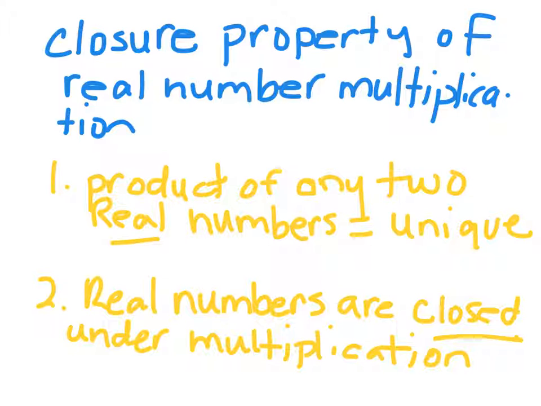So the first thing I want to talk about is the closure property of real numbers in multiplication. The first part of that is that a product of any two real numbers is in fact a unique real number. I'll come back to this. And real numbers are closed under multiplication. So let me give you an example.